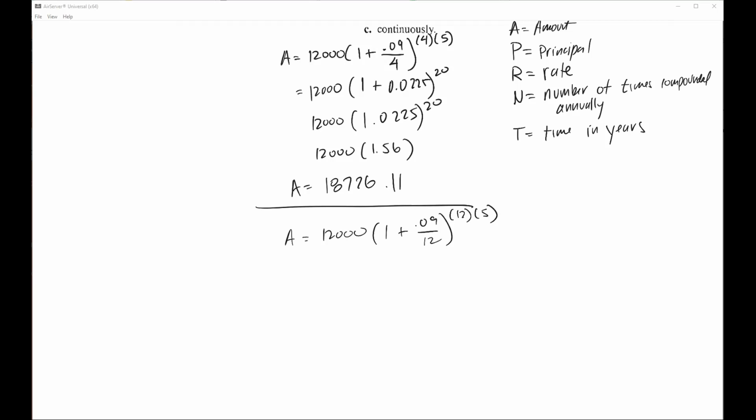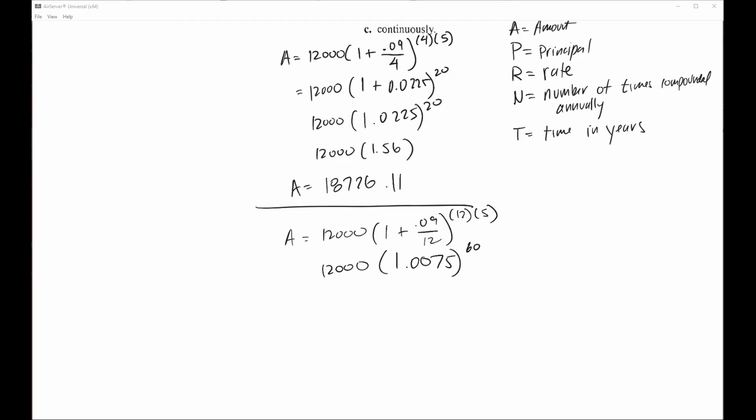0.09 divided by 12. That's 0.0075, right? Add that to 1. That's 1.0075. So this is going to be 12,000 times 1.0075 to the what? 60th power. Once you guys do that, what's 1.0075 to the 60th power?